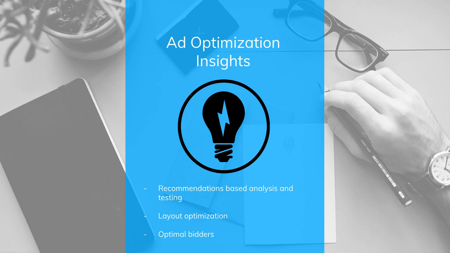Another example is optimal bidders. Many publishers ask, what is the optimal amount of bidders to run within a header wrapper and which bidders to actually run within that? So machine learning can test this and come up with the optimal number of bidders and the optimal bidders to actually run within the header wrapper.